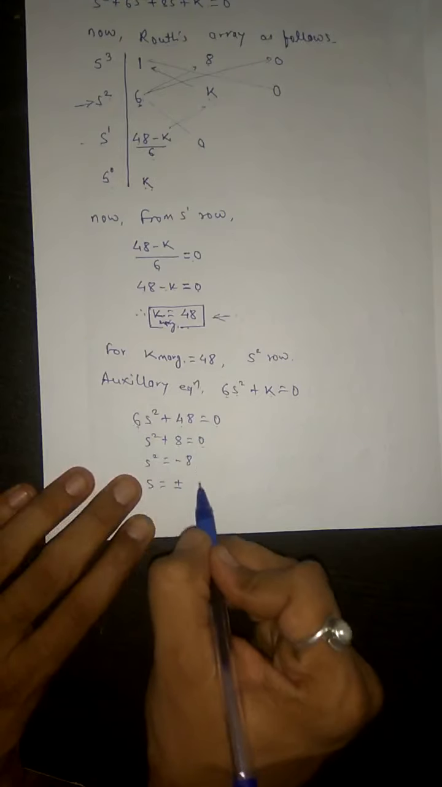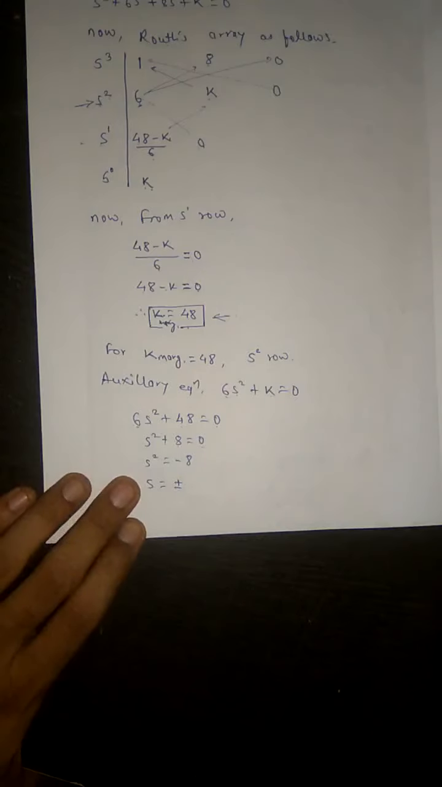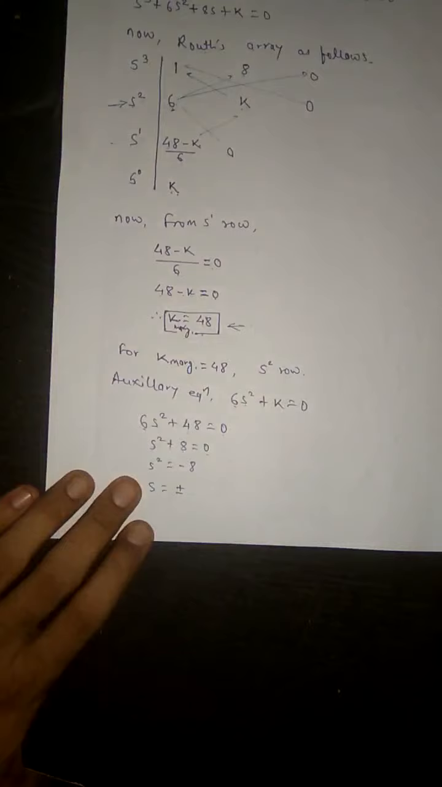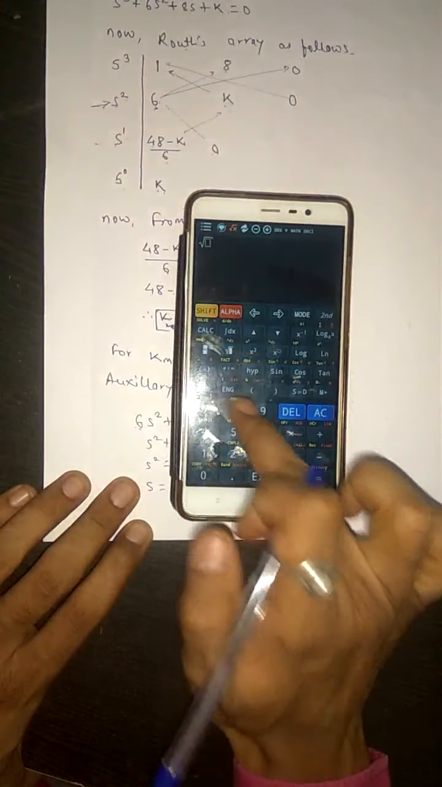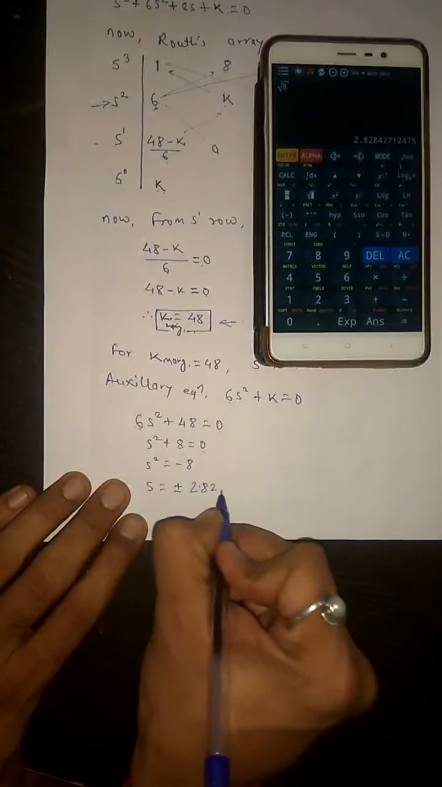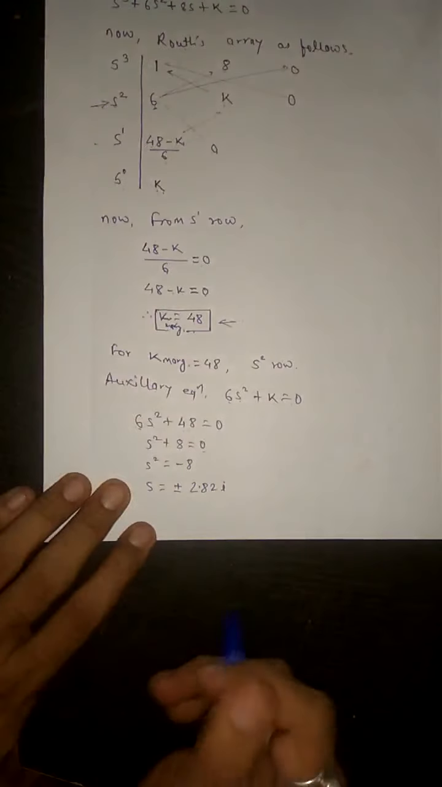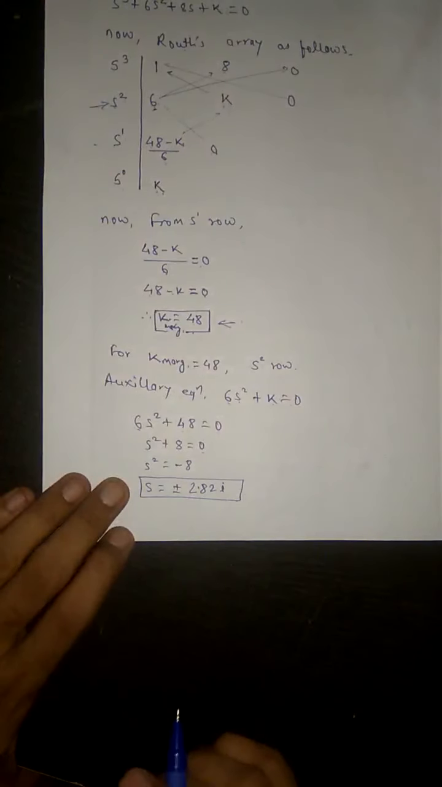So under root of minus 8 will be under root of 8 is 2.82, 2.82i, because we have calculated under root of minus term. Okay, so this is the intersection with imaginary axis.